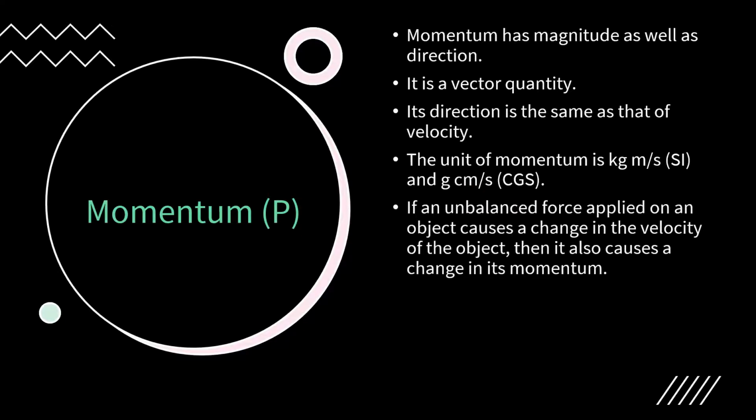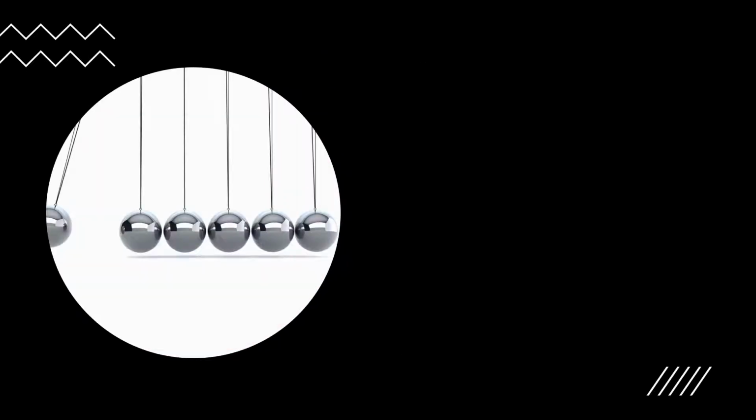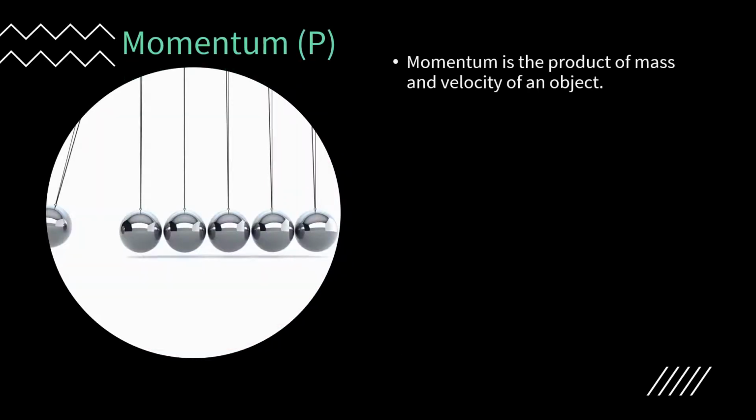If an unbalanced force is applied on an object, causes a change in velocity of the object, then it also causes a change in momentum. The force necessary to cause a change in the momentum of an object depends on rate of change of momentum. Momentum is the product of mass and velocity of an object. Momentum is denoted by the letter P, mass as m and velocity as v.